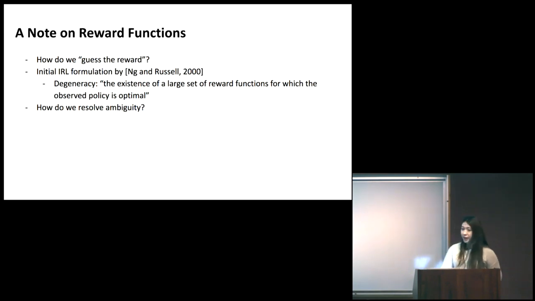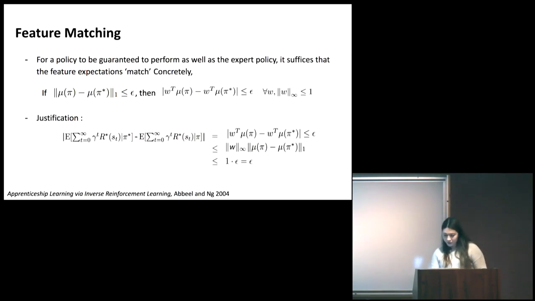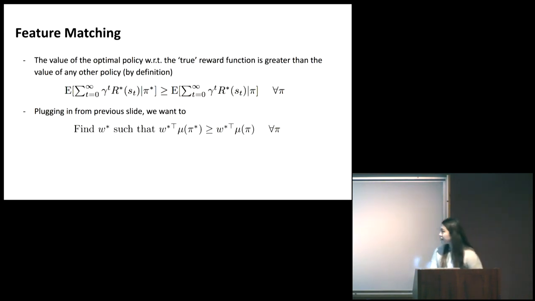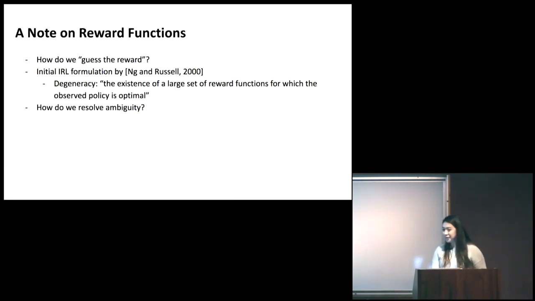In the initial IRL formulation by Andrew Ng and Stuart Russell back in 2000, we get this idea of degeneracy. What this means is there exist many reward functions for which the expert policy is optimal. For example, a pathological case is a constant reward function, so you can think of a reward function of 0 everywhere. It satisfies this inequality, so our expert policy looks optimal under this reward function. But this is clearly not the most useful reward function. It's not capturing any intent of the expert.